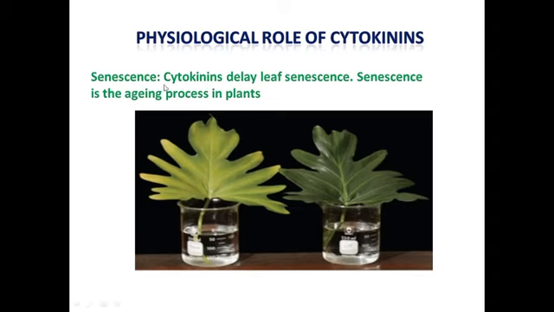And next is senescence. They delay the leaf senescence. Senescence is the aging process in plants. If a leaf is externally given a dose of cytokinin, it remains green for a longer time, and as a result the process of aging is delayed. On the other hand, if the leaf is left as such, it starts to turn yellow, and as a result the process of aging or senescence takes place. So what is the role of cytokinins here? They delay the leaf senescence.